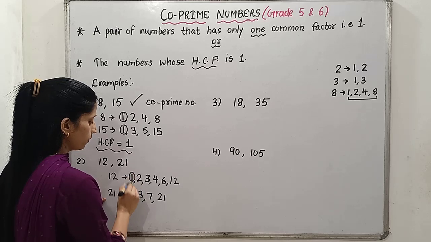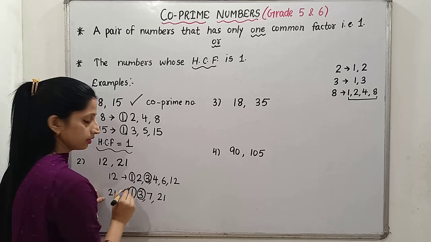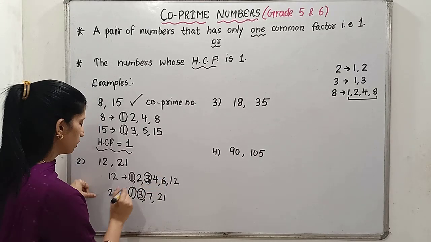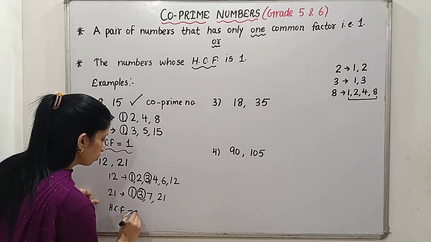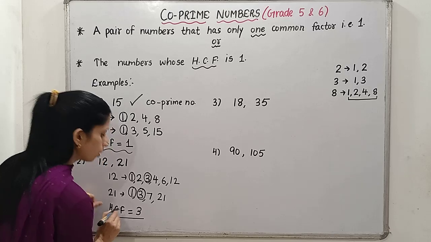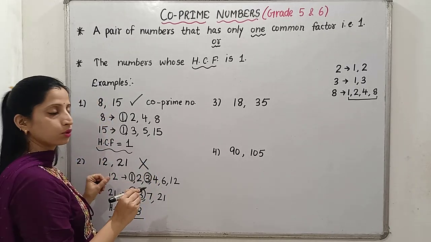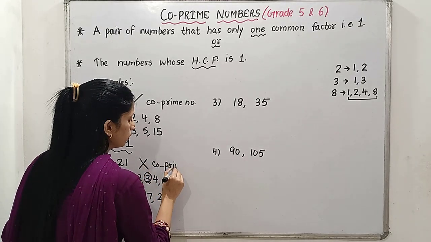Now circle the common factors, 1 and 3. If I ask for the HCF of these two numbers, it will be 3. The highest common factor of these two numbers will be 3. It is not 1. Hence this pair will not be co-prime numbers. This is not a pair of co-prime numbers.